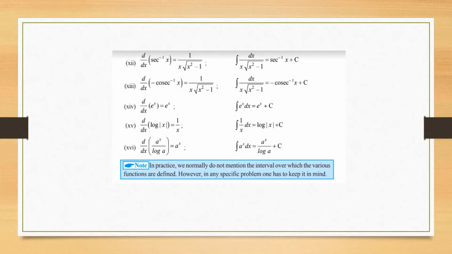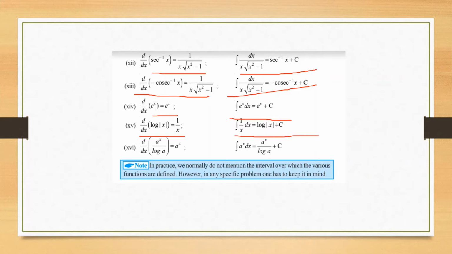Now d/dx of secant inverse x is 1 upon x root x square minus 1. So integral of 1 upon x root x square minus 1 is secant inverse x plus c, or minus cosecant inverse x plus c. Okay, because there is only a difference of minus sign. d/dx of e^x is e^x, so integral of e^x is also e^x plus c. d/dx of log x is 1 upon x, so 1 upon x has integral log mod x plus c.